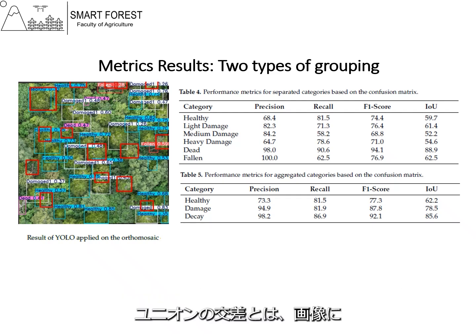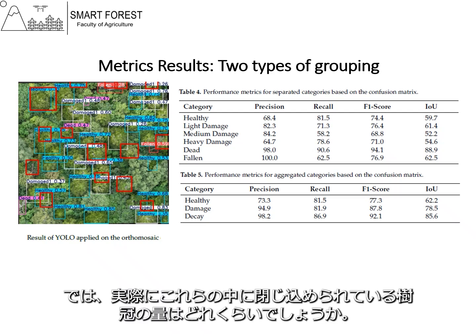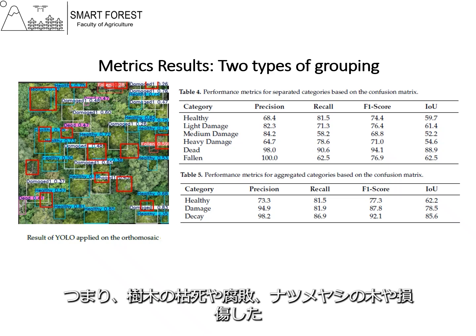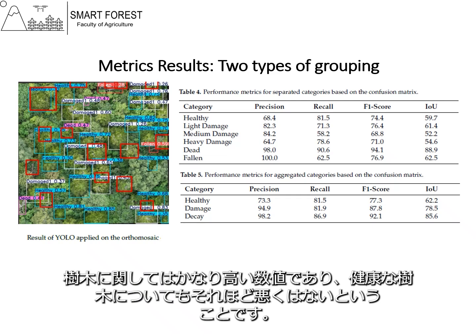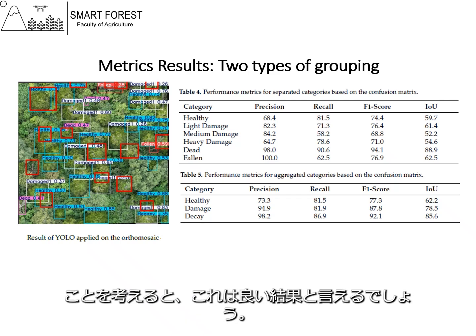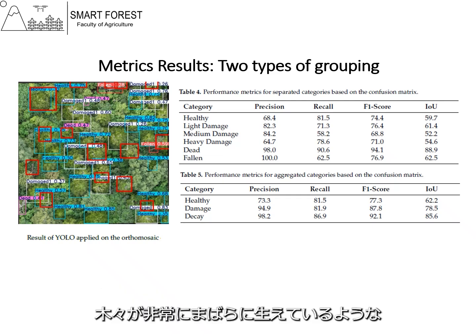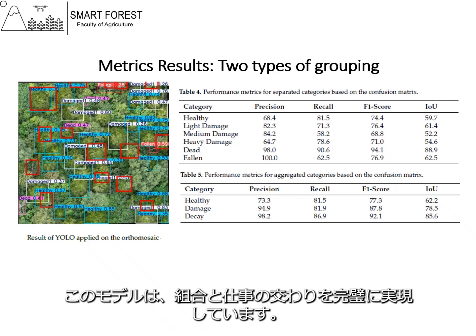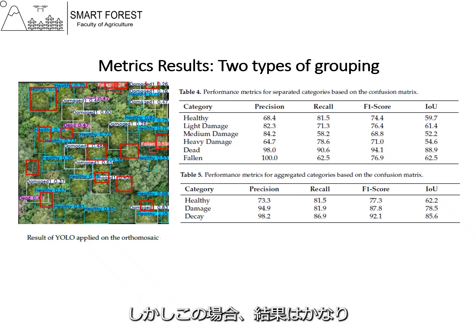Intersection of union means the percentage of tree canopy that is framed in the square that you see in the images. So how much of the canopy is actually trapped within these frames. So it's quite high. Again, for dead, decaying trees, and damaged trees it is quite good. And for healthy it's not so bad either. I mean, considering that this is a natural forest and sometimes the trees overlap with each other, it's a good result. If the forest is a very sparse forest where trees are very well separated, then it's no problem. The intersection of union will work perfectly. But in this case, the results are quite good.